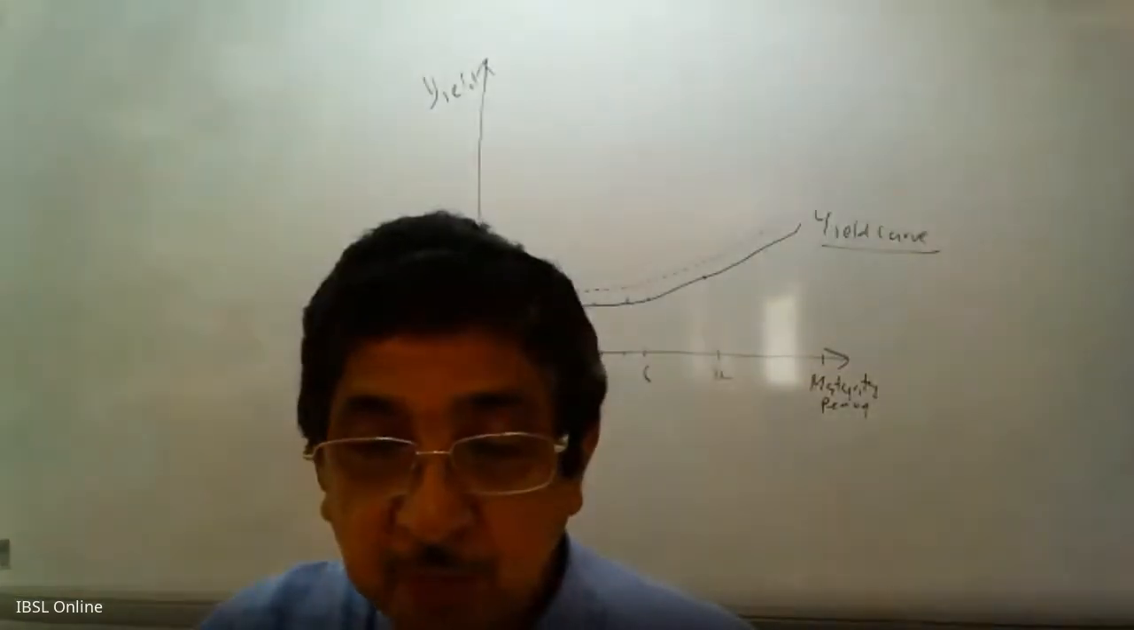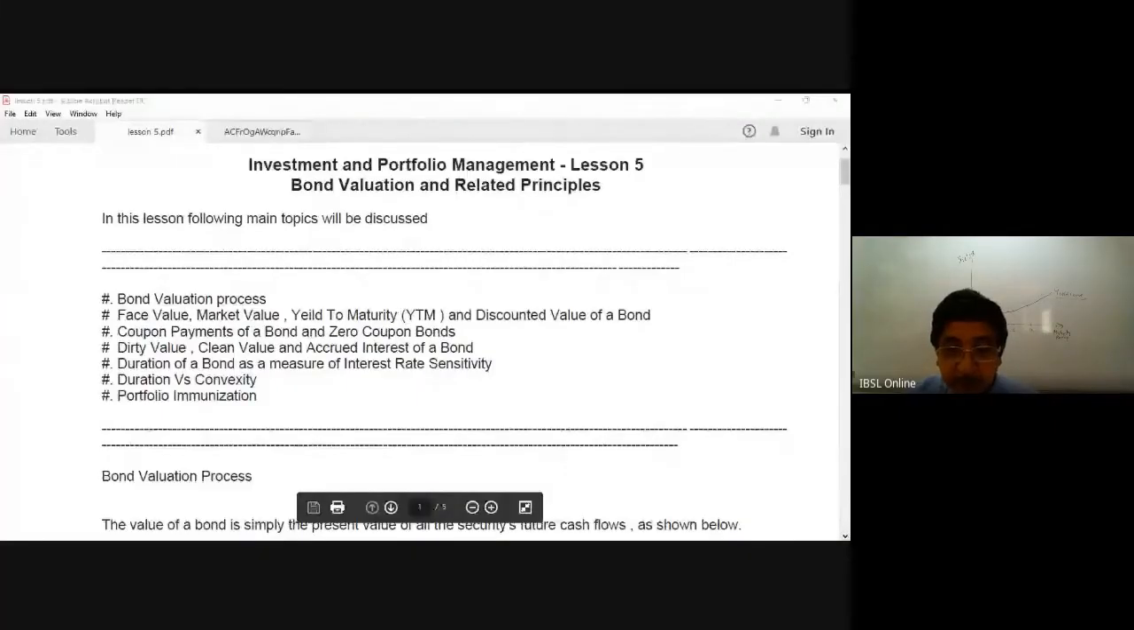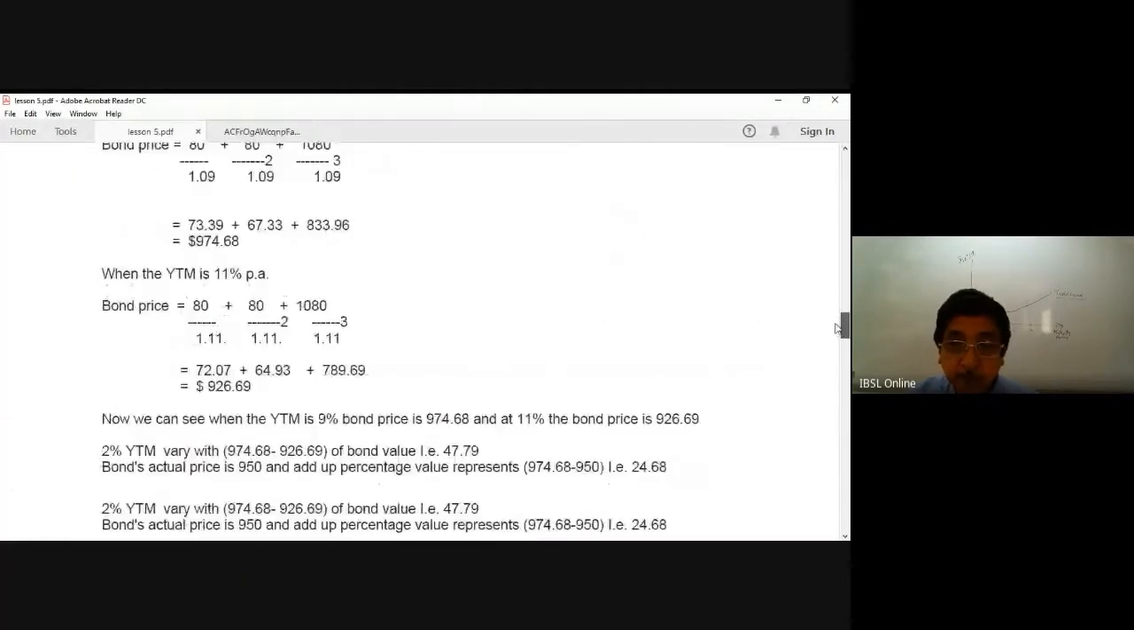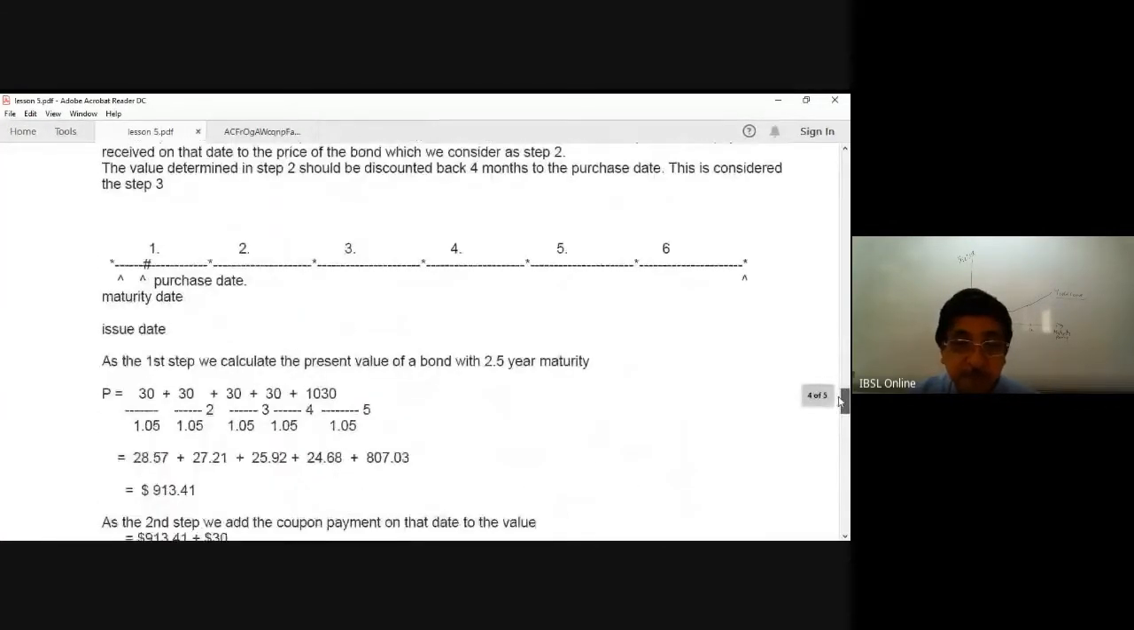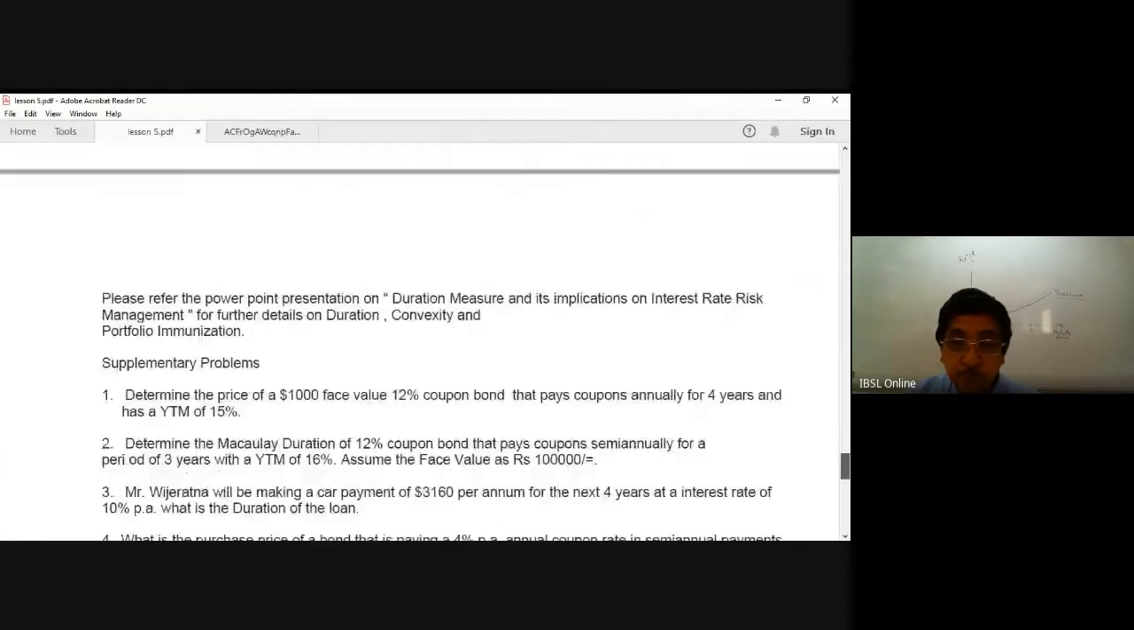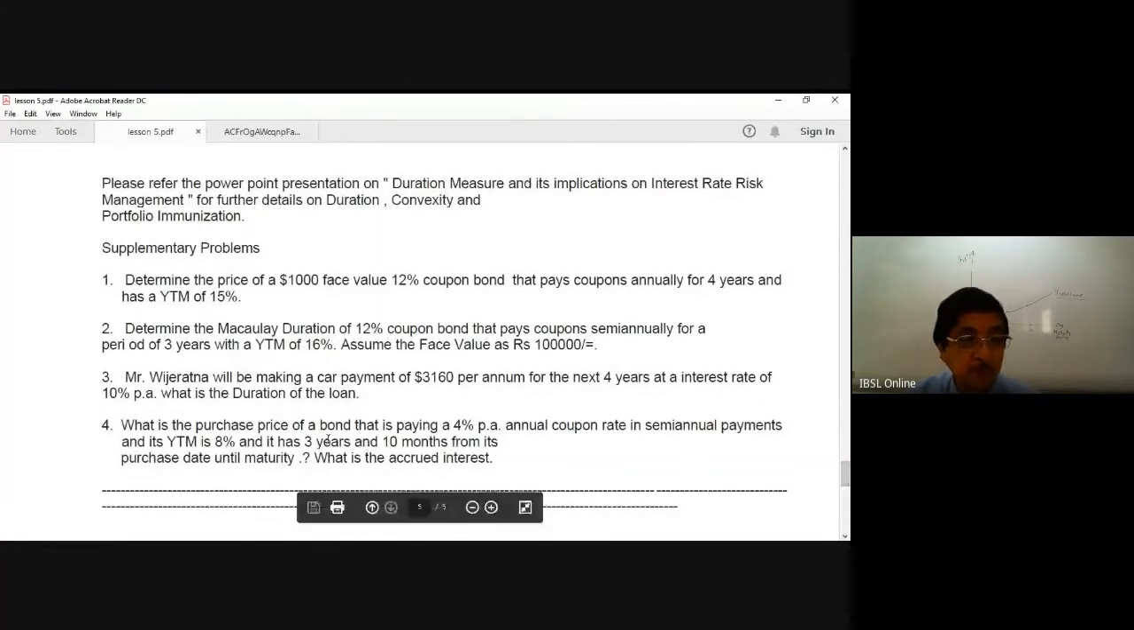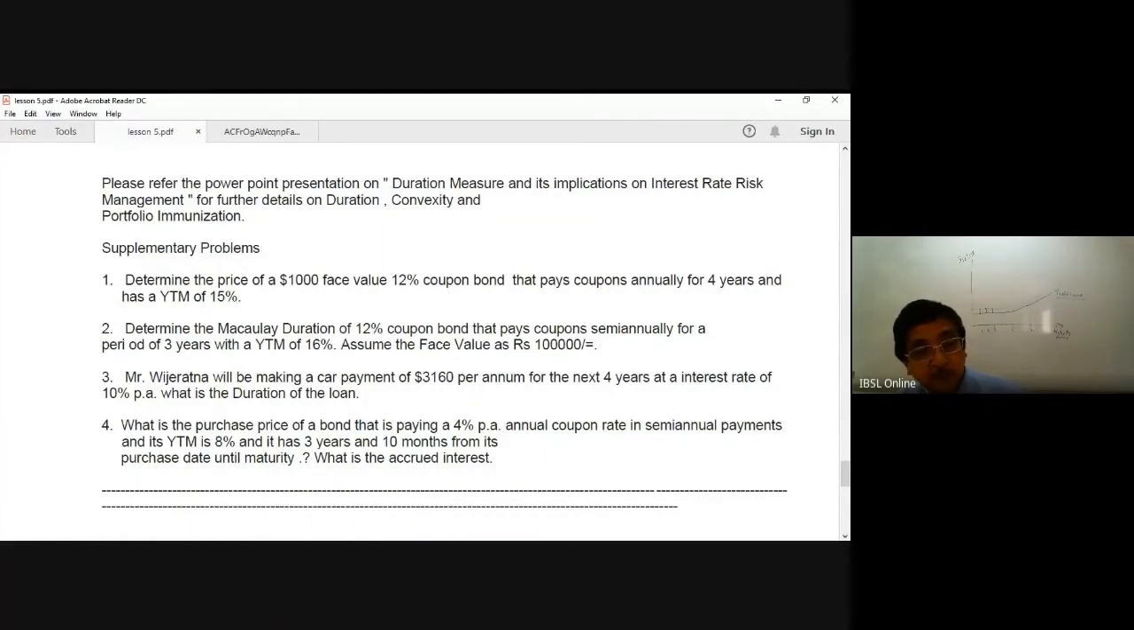Right. Now if you go to this lesson, at the end of the lesson you have questions. Question number 3. Mr. Vijayaratna will be making a car payment of $3,160 per annum for the next 4 years at an interest rate of 10% per annum. What is the duration of the loan?